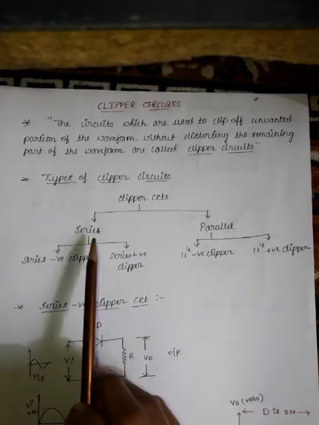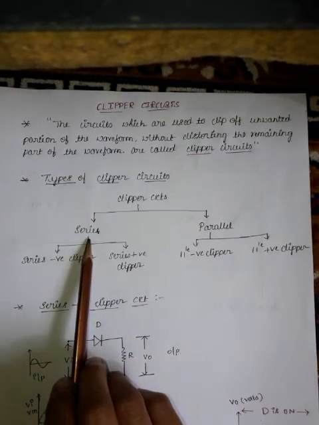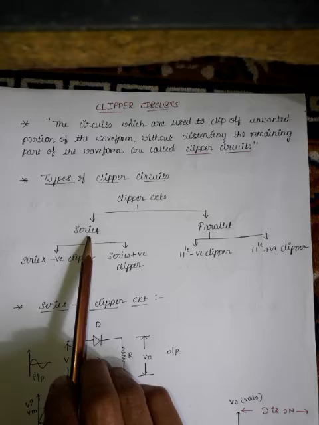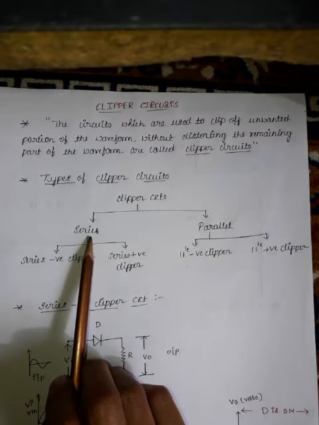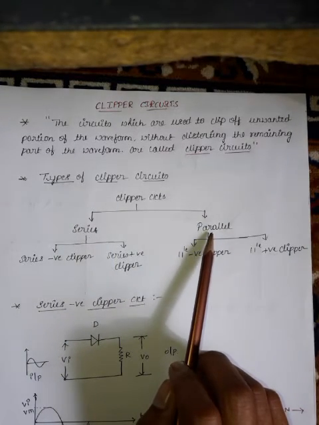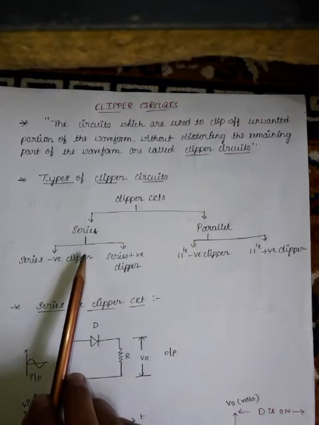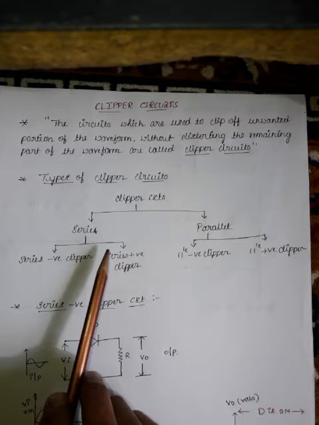The main difference between the series and parallel clipper circuit is that in a series clipper circuit we connect the diode in series with the load of the circuit. Such a circuit we call a series clipper circuit. In a parallel clipper circuit we connect the diode in parallel with the load of the circuit. Again, we have two types of circuit for both series as well as parallel.